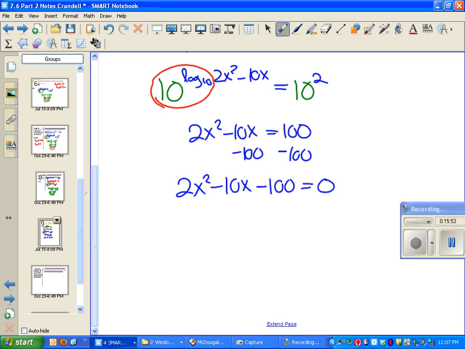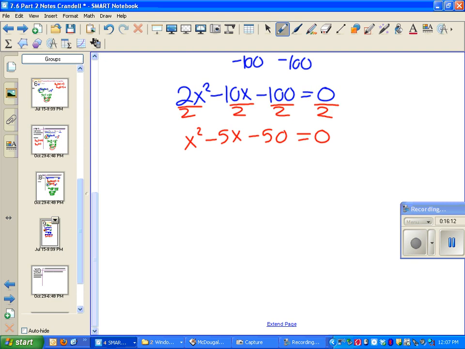And then I want to factor that or use the quadratic formula, but I notice they all have a common factor of 2, so I can divide everything by 2. All right, so we've got x squared minus 5x minus 50 is equal to 0. All right, so now I can factor that or use the quadratic formula.